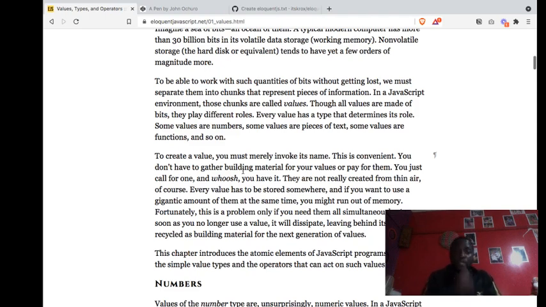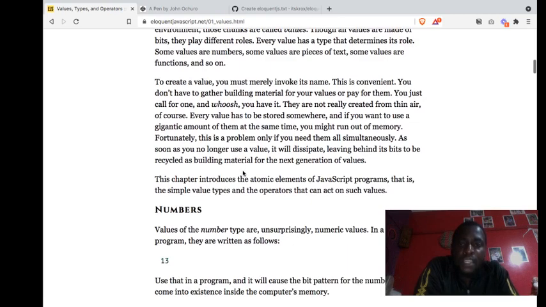I guess you could also say in a C or Python environment or whatever, the chunks of information are called values. Though all values are made up of bits, they play different roles, and every value has a type that determines its role. Some values are numbers, some values are pieces of text, some values are functions, and so on. To create a value, you must merely invoke its name. This is convenient. You don't have to gather building material for your values or pay for them. You just call for one and whoosh, you have it.